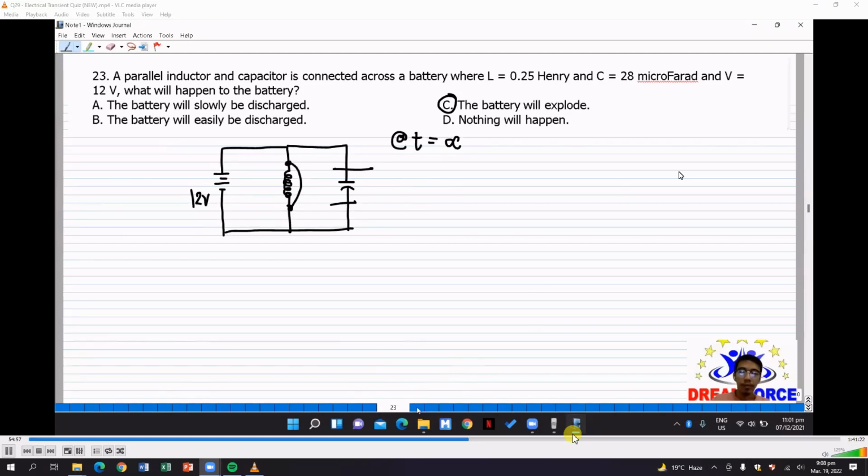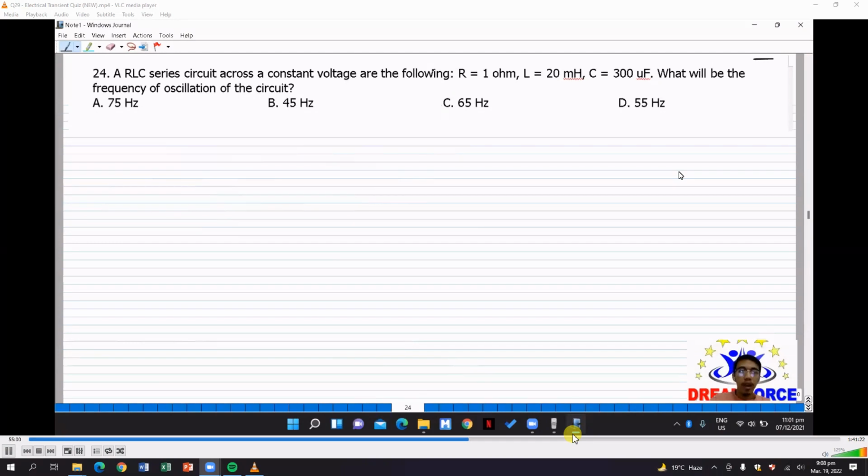Okay, next, number 24. A series RLC circuit across a constant voltage has the following: R equals 1 ohm, L equals 20 millihenry, C is 300 microfarad. What will be the frequency of oscillation? So again, the direct formula for the frequency of oscillation or resonant frequency is 1 over 2 pi square root of L, so 20 millihenry, times C, that is 300 microfarad.